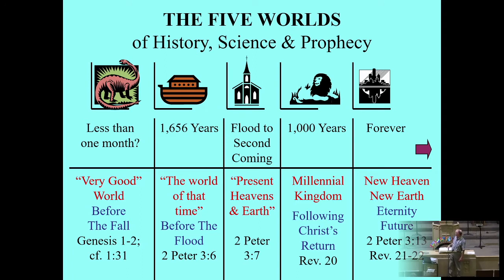Then there's coming a future time when there's going to be another tremendous catastrophe. What's that? The Great Tribulation. Unless those days are shortened, no flesh would survive. The Great Tribulation, when the seal judgments, the trumpet judgments, and the bowl judgments will be poured out on the inhabitants of this earth. And then after 1,000 years of millennial kingdom, there's going to come another catastrophe, and that is that the Bible says the earth and the elements are going to melt in intense heat. And there's going to be a new heaven and a new earth.